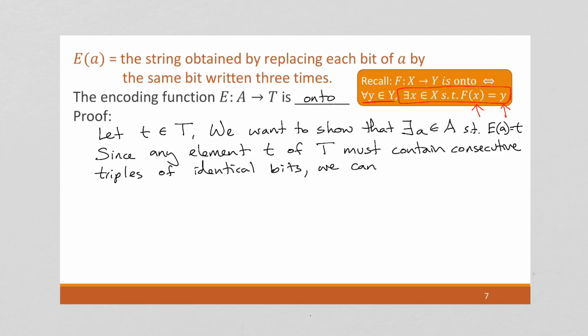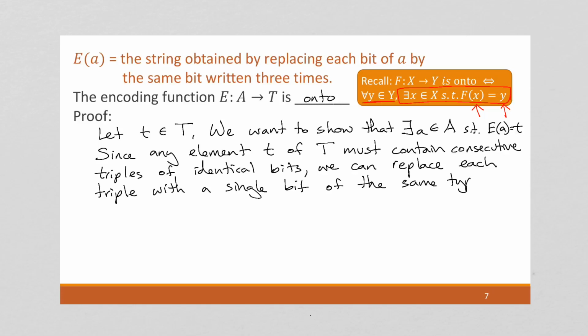We can replace each triple with a single bit of the same type. And we'll call this new string a.